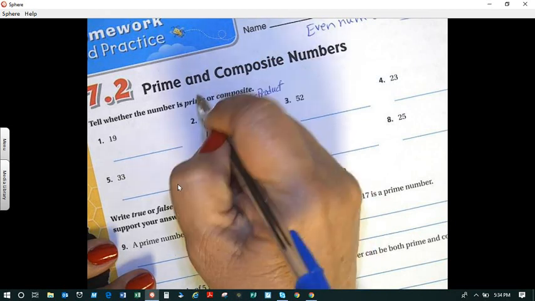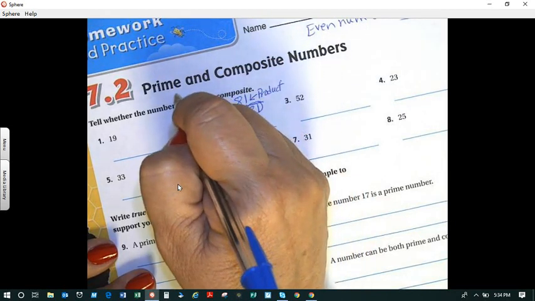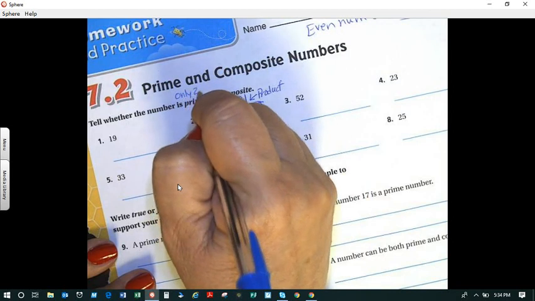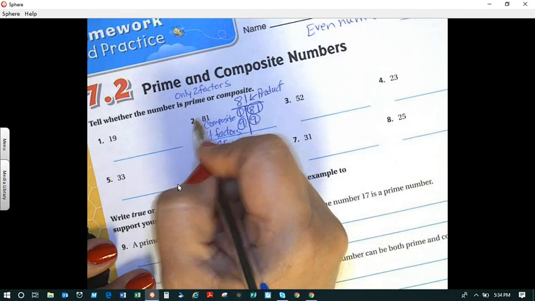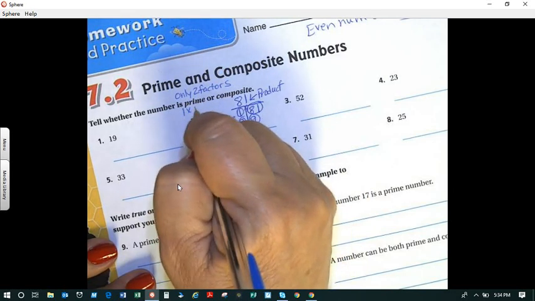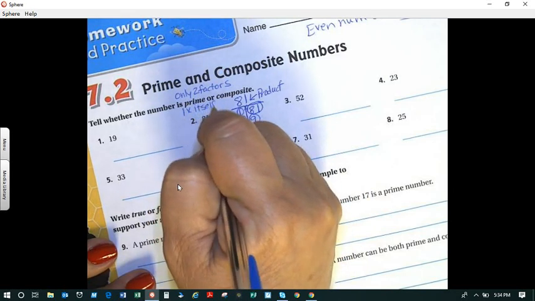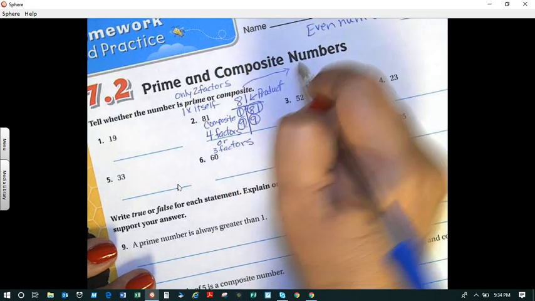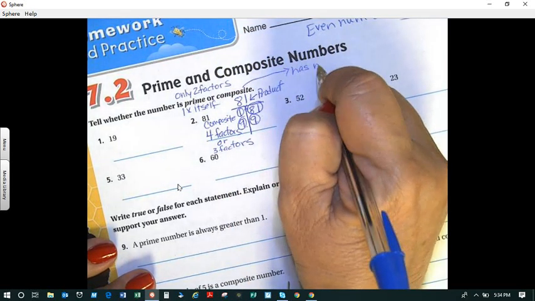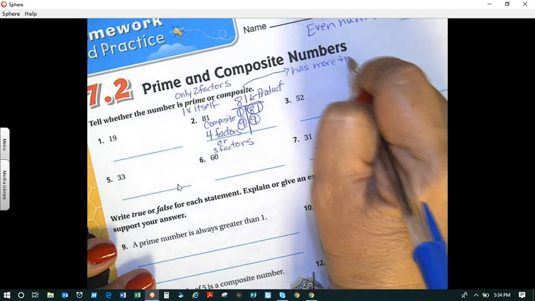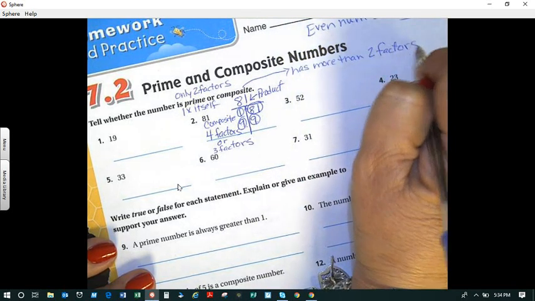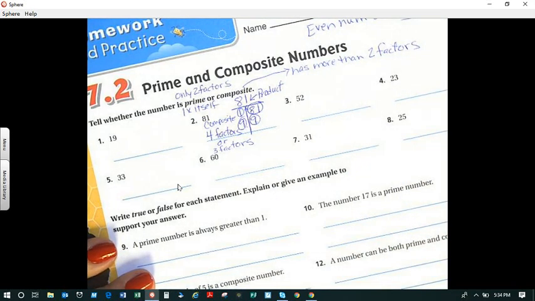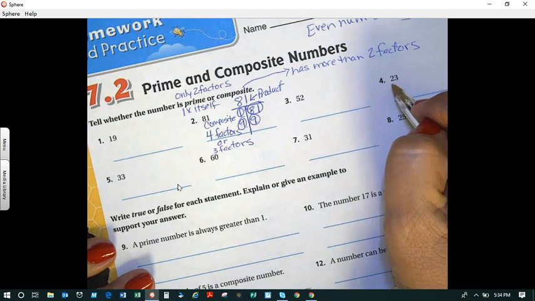And remember, prime has only 2 factors. Remember, 1 times itself. And a composite has more than 2 factors. Okay? All right.